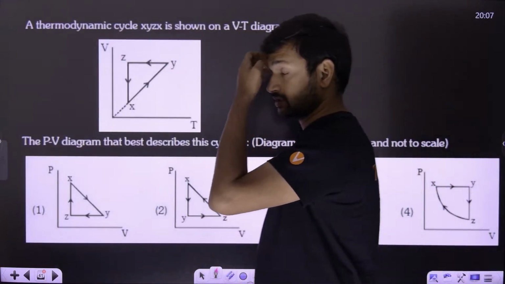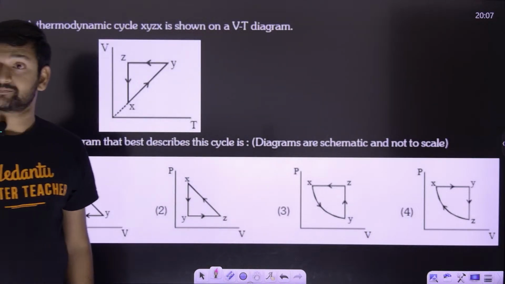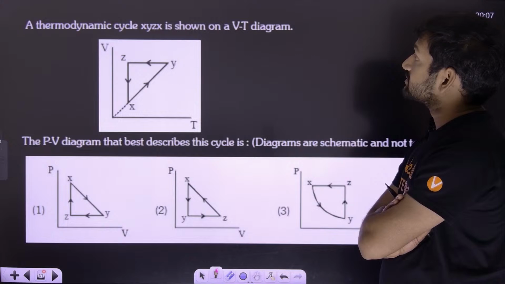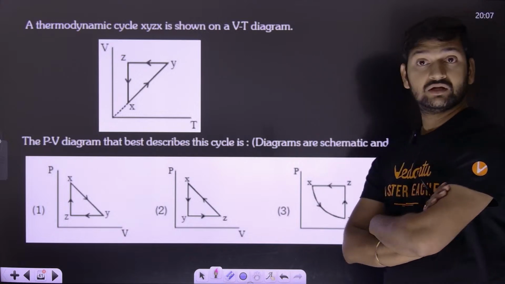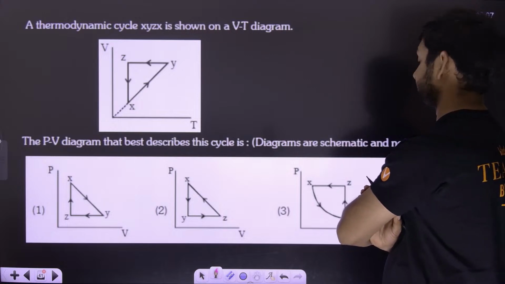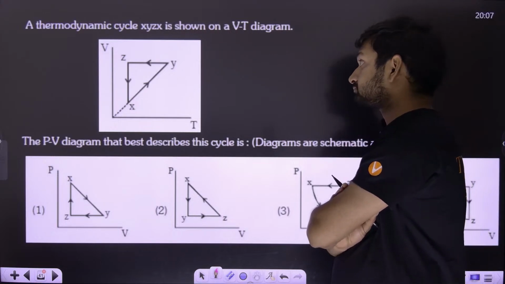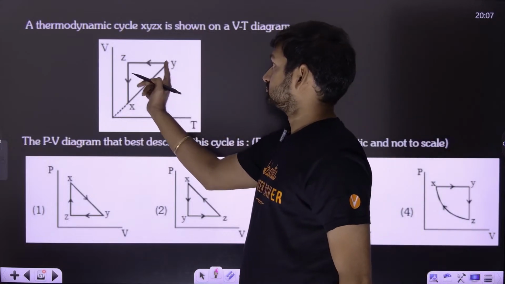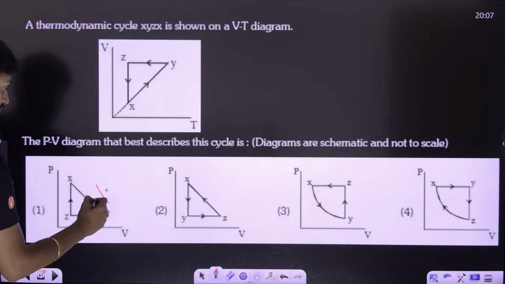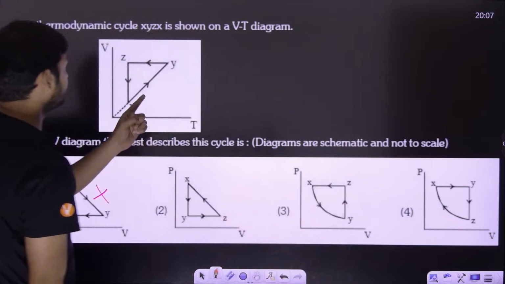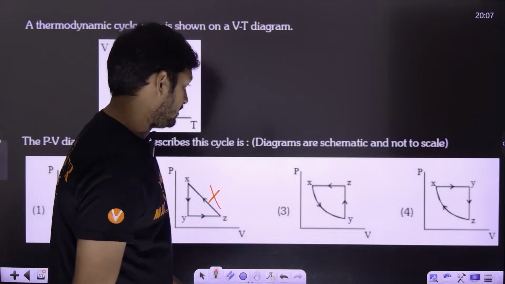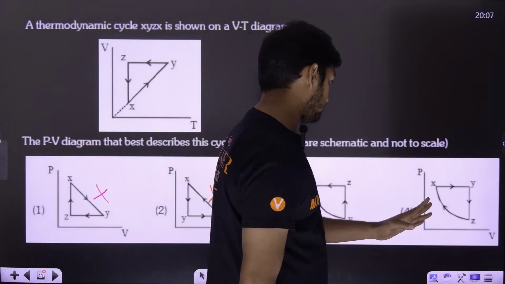Do this graph. And after this, I have taken one JEE Advanced question. A thermodynamic cycle X, Y, Z, X is shown in the VT diagram. The PV diagram that best describes this cycle is, okay, Y to Z volume is constant. Let us see, Y to Z volume should be constant. Wrong. Here volume is changing. Y to Z volume should be constant. Wrong. Y to Z volume is constant.